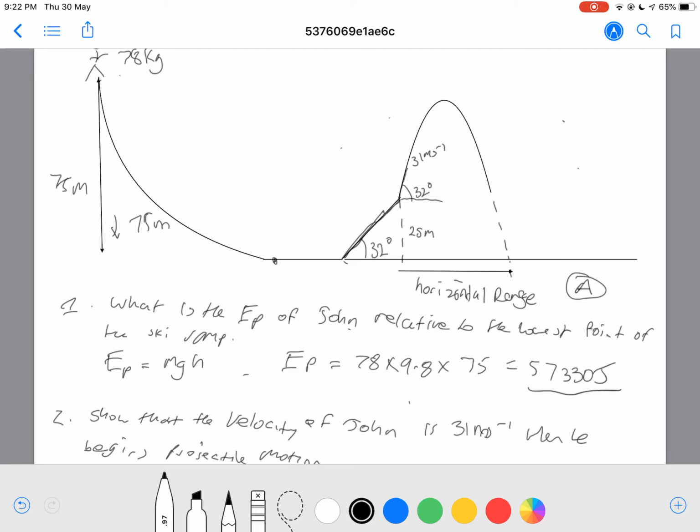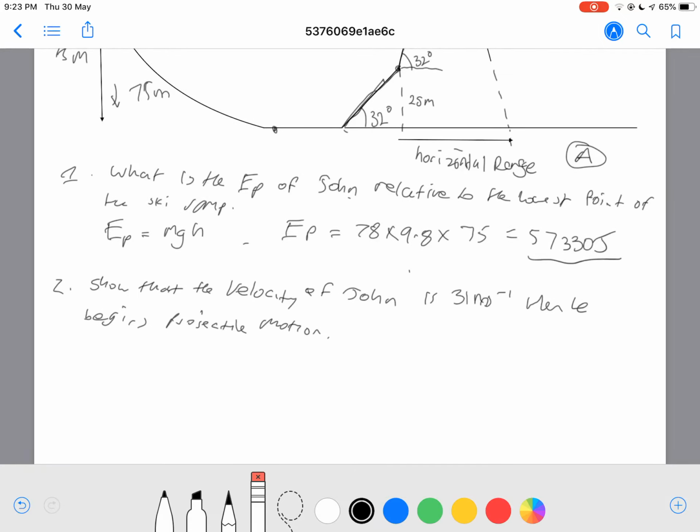So John goes down 75 meters and comes back up 25 meters. Therefore, from the starting point to the top of the ramp, he went down a total of 50 meters. That's what we're going to use in our calculation. John travels 75 meters down, but then 25 meters up, so 50 meters down total.